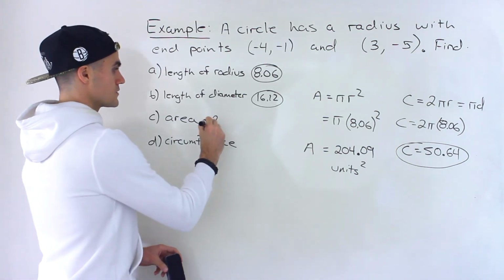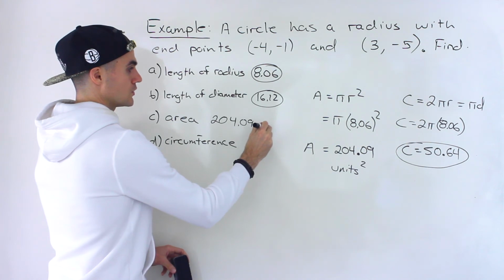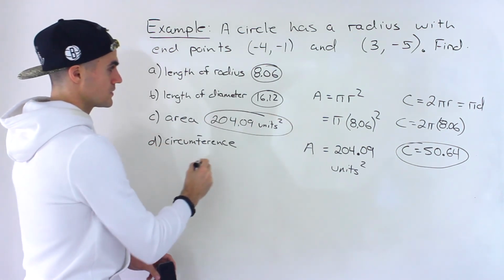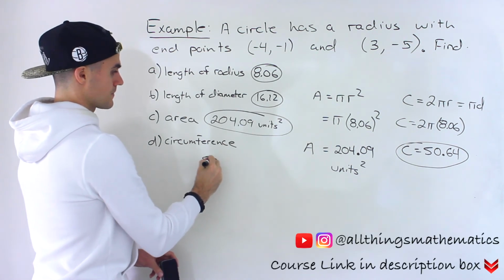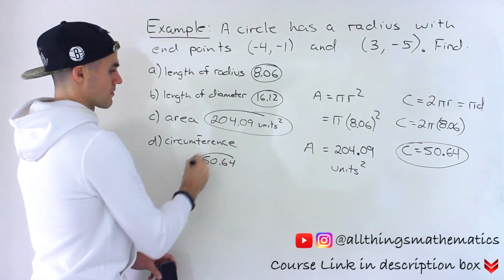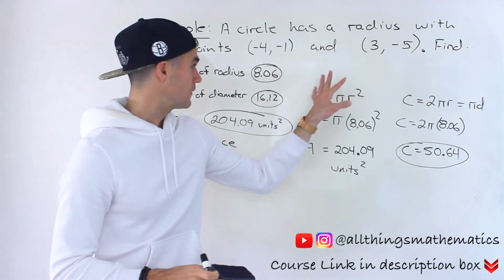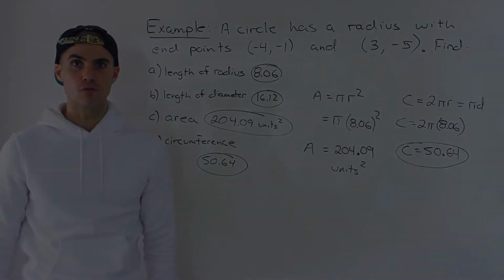So this here, 204.09 units squared, whatever the units are. And then these are in units as well, right? So we first had to find the length of the radius. Then once we had the length of the radius, we can find the rest of those characteristics.